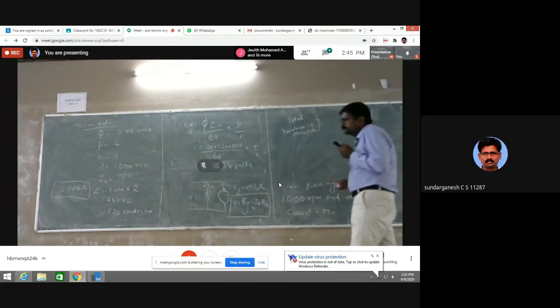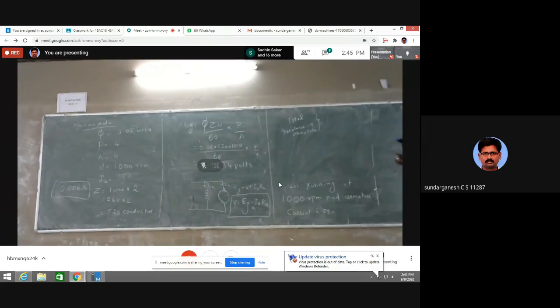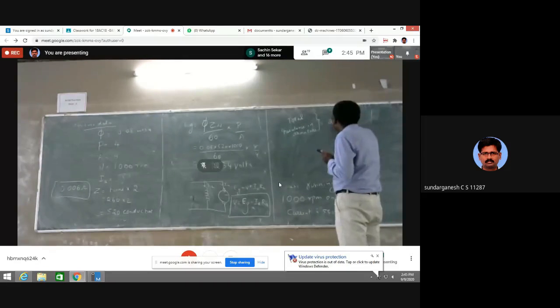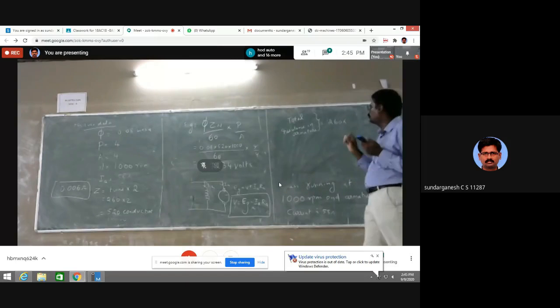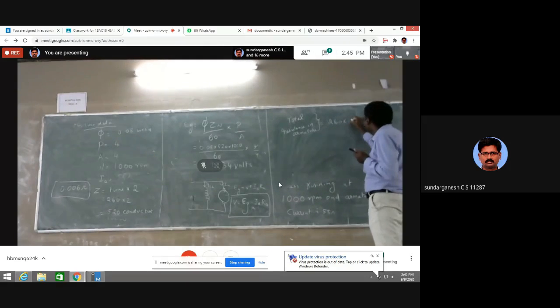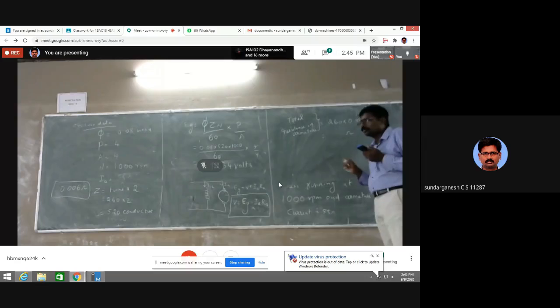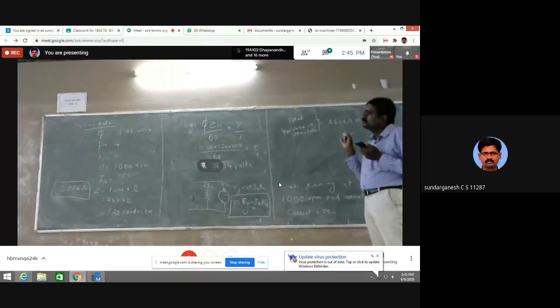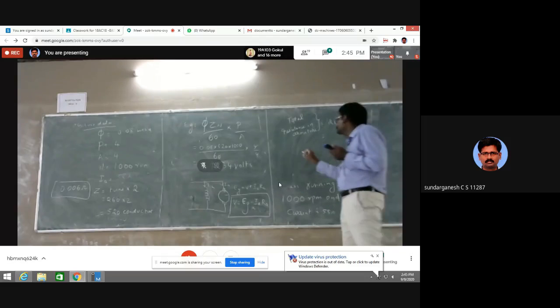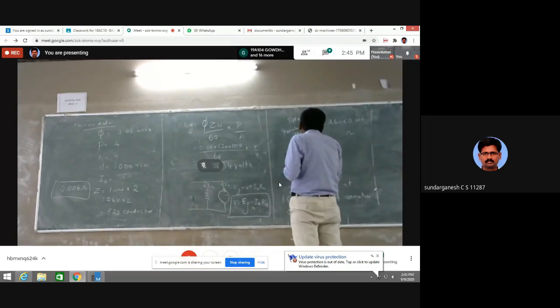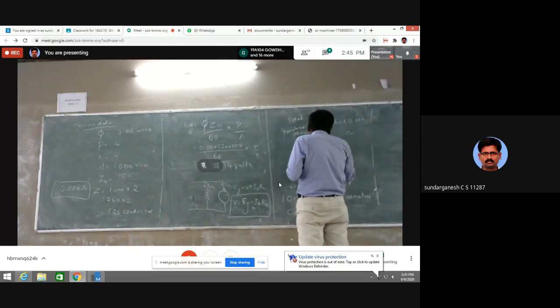Which is equal to 260 number of turns. So every turn has 0.0064. So you have to multiply 260 by 0.0064, so you get the total resistance. After getting the total resistance, you have to divide by the number of parallel paths. So to find RA, RA is equal to total resistance divided by A, the number of parallel paths.